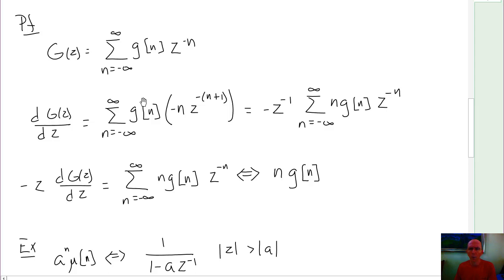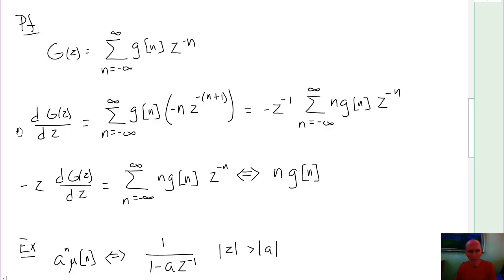Now, both the derivative and summations are linear processes, so we can interchange the order. And since we're taking the derivative with respect to z, this is the value we'd get here. Everything stays the same except this value, which becomes minus n z to the minus n plus 1. Now we can factor out this negative value and the z to the minus 1.